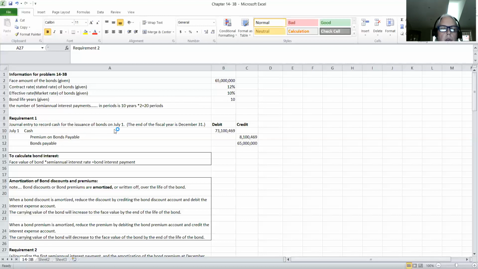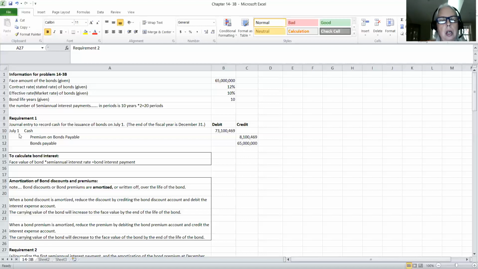In the first part of this problem, they want you to record a journal entry for the issuance of the bonds, and the date of issuance is July 1st. You need to also take into consideration that the end of the fiscal year is the end of the calendar year, which will be December 31st. But we're actually selling the bonds on July 1st. So on July 1st, we need to make a journal entry to record the sale of those bonds.